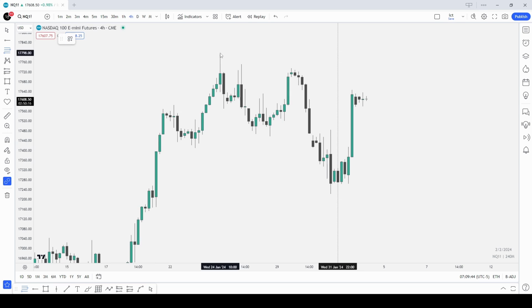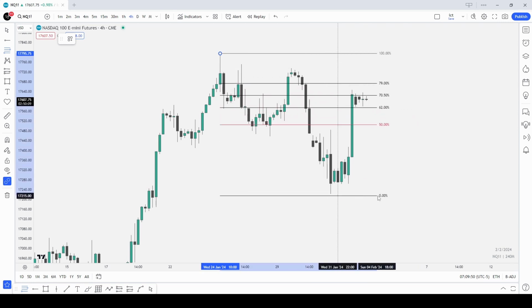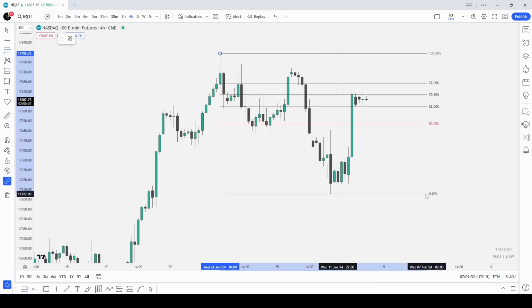So I take this range high because this is the one that took out buy side liquidity, and then this range low because this took out sell side liquidity. So before this expansion actually happened, which obviously in hindsight now we can see, you would be anticipating a retracement back into the premium of this range, because we like to go short in premium, of course.